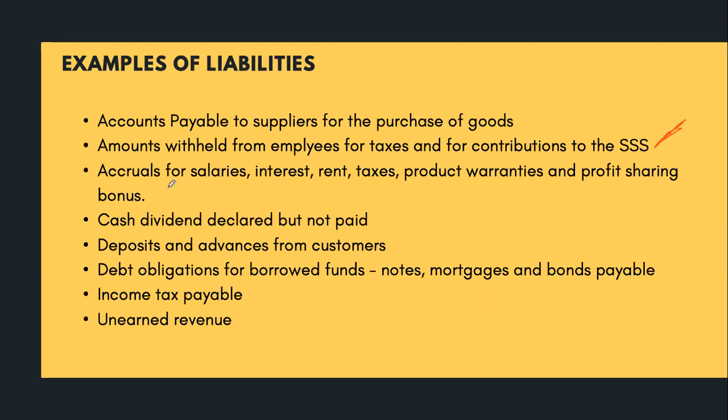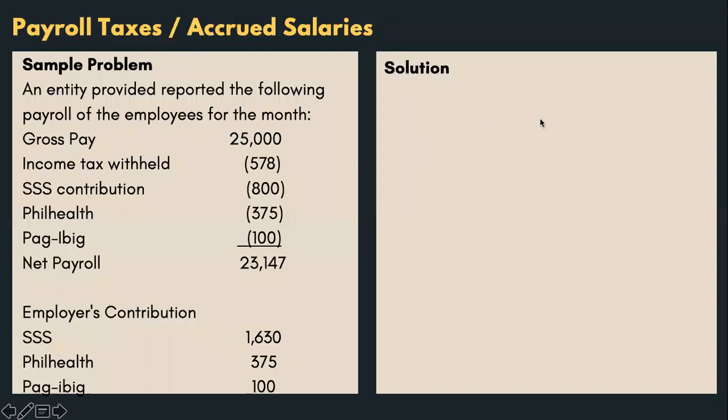Tapos combination with accruals of salaries. Okay, this is applicable for accrued salaries man siya. Okay. So this is the problem. So payroll taxes, accrued salaries. So an entity reported the following payroll of employees for the month. Okay, so example, this is an actual example. So tama ang computation ana sa income tax, SSS, PhilHealth, Pag-ibig based on katong tables, di ba? Naa man tayo table sa puntos rate. Okay, so isa lang isa ka employee.